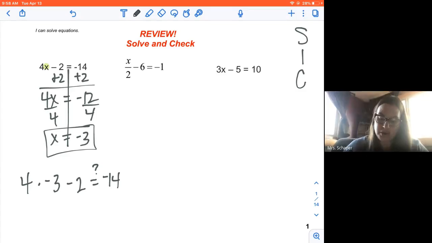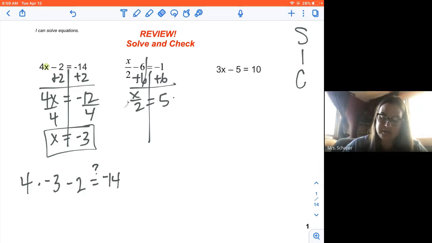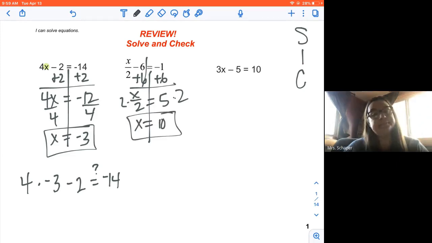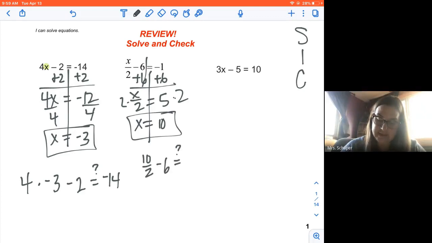Okay. Number 2, x divided by 2 minus 6 is equal to negative 1. Everything is simplified, so I'm going to start by undoing the subtraction by adding 6 to both sides. So x divided by 2 is 5. I undo the division by multiplying. So I'm going to multiply both sides by 2. So I'm going to get that x equals 10. And again, to check it, is 10 divided by 2 minus 6 the same as negative 1? And in this case it is, so we're good to go.